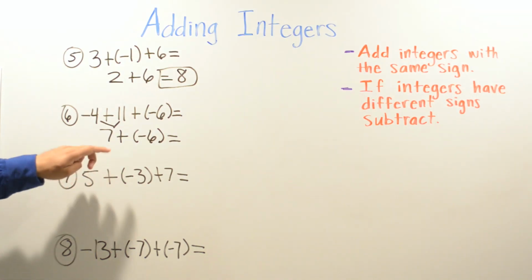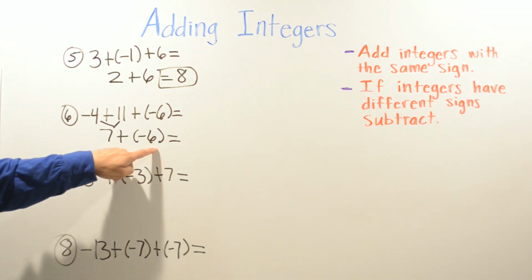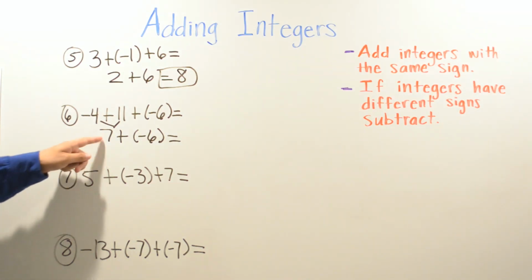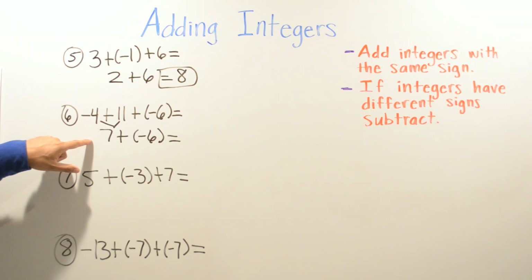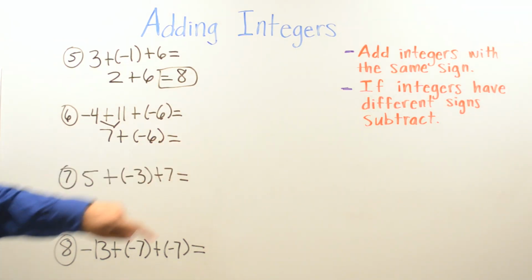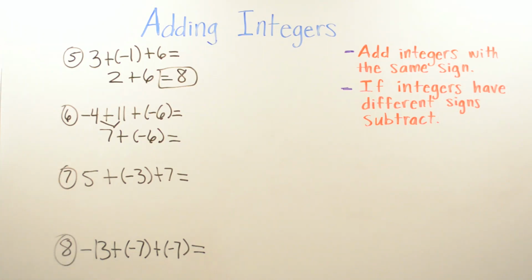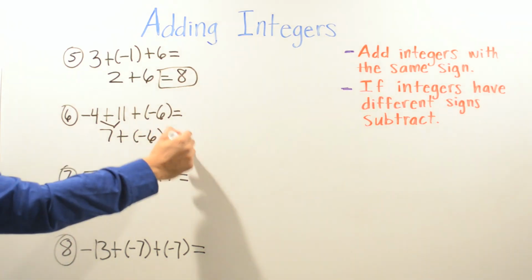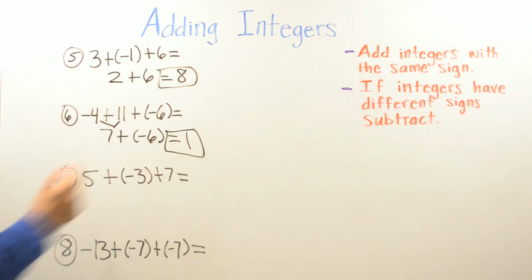Now with the same thing, what's bigger, 7 or 6? 7. So what sign is in front of the 7? No sign. When there's no sign, that means it's a positive number. So our answer is going to be positive. But we know that if integers have different signs, we're going to go ahead and subtract. So 7 minus 6 is going to be 1. So our answer for number 6 is going to be 1.